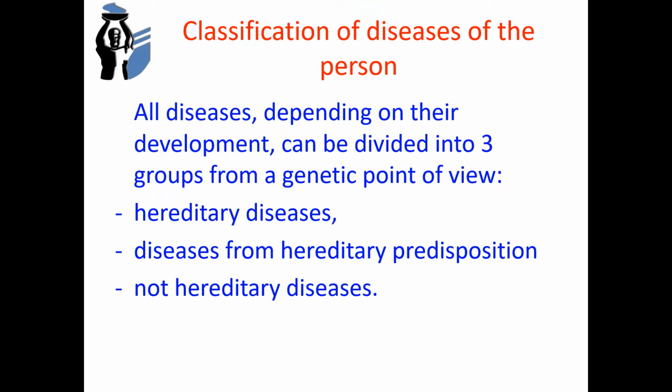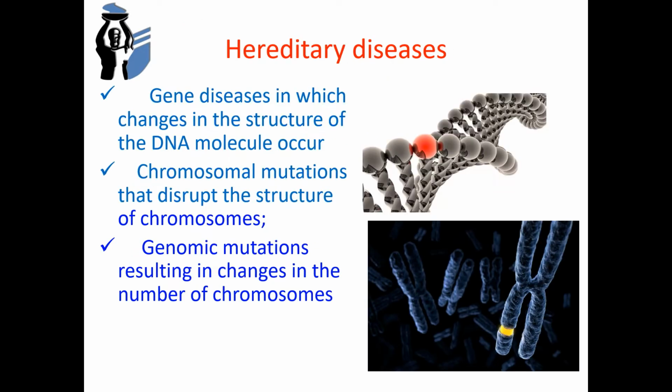All diseases, depending on their development, can be divided into 3 groups from a genetic point of view: hereditary diseases, diseases from hereditary predisposition, and not hereditary diseases. Hereditary diseases are diseases that are caused by mutation leading to change in genetic material. There are 4 options of the hereditary diseases.